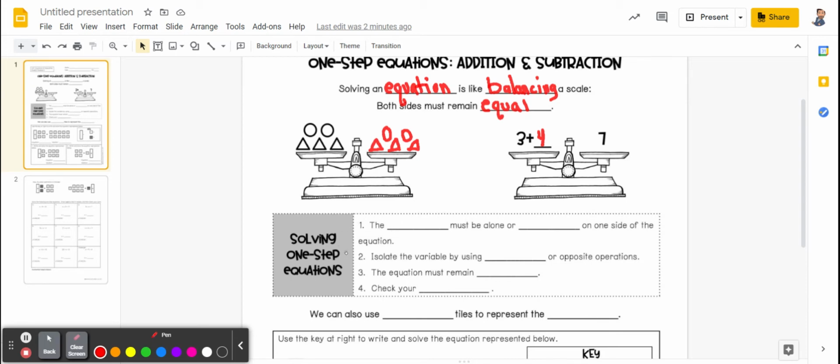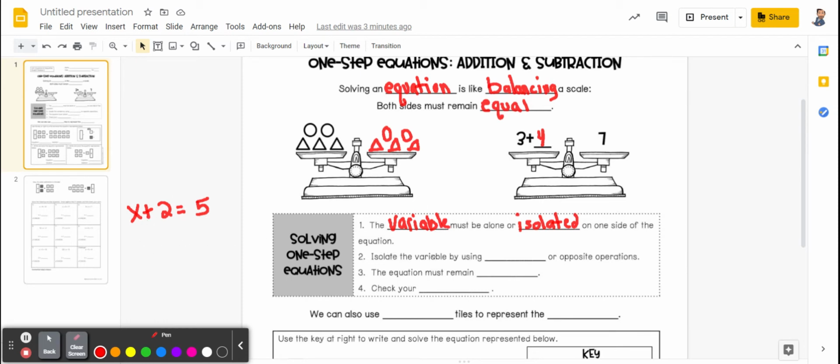All right, for these steps, solving one-step equations, the variable, so that's like x and y, okay? The variable must be alone or isolated on one side of the equation, okay? So for practice, let's do x plus 2 equals 5. So what they're saying in step 1 is our x here needs to be isolated. It's got to be alone. That's what we have to do. We have to make this alone, okay?